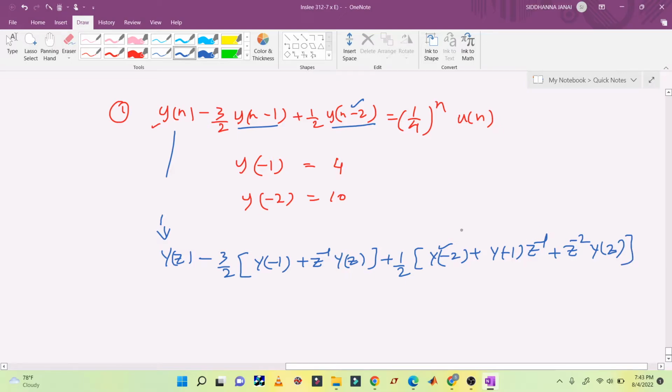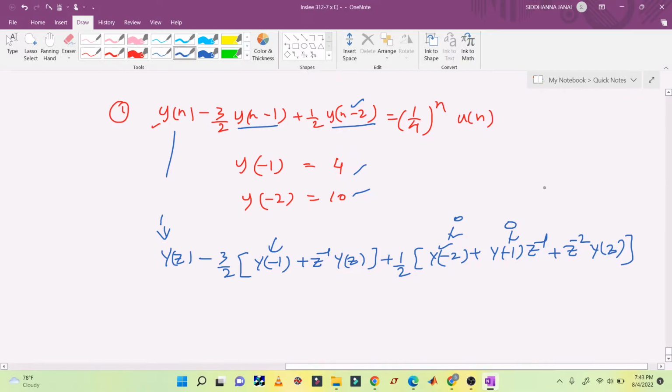Earlier, again and again I am explaining this because you need to remember this. Whenever initial conditions are given, this is the method. Earlier we were not considering these values, minus 2 and minus 1. This was assumed to be 0. We were considering for y of n minus 2 only this one, y of n minus 1 only this one, because initial conditions were 0. Now initial conditions are given, we need to put that and solve the problem.